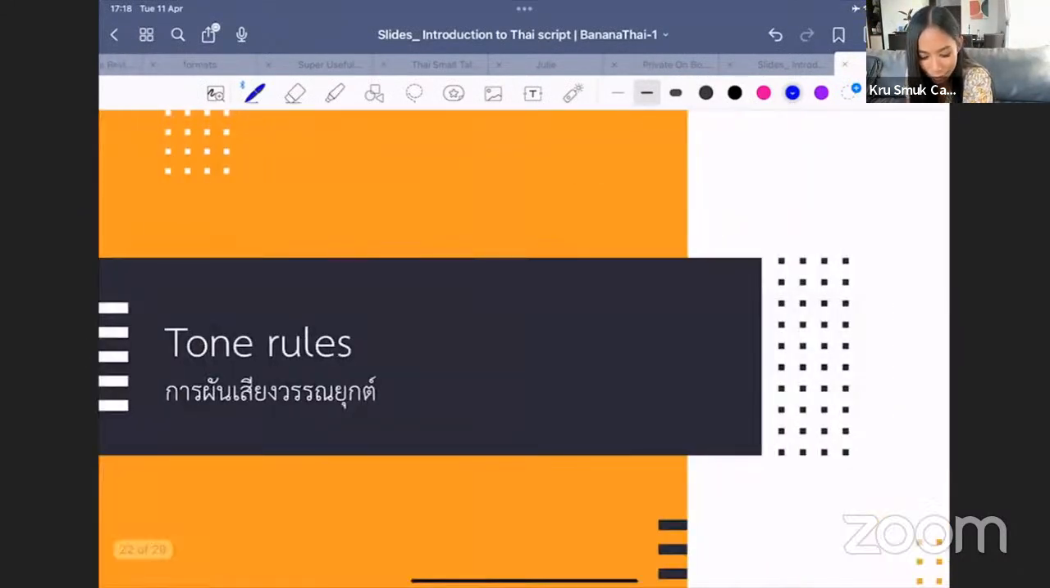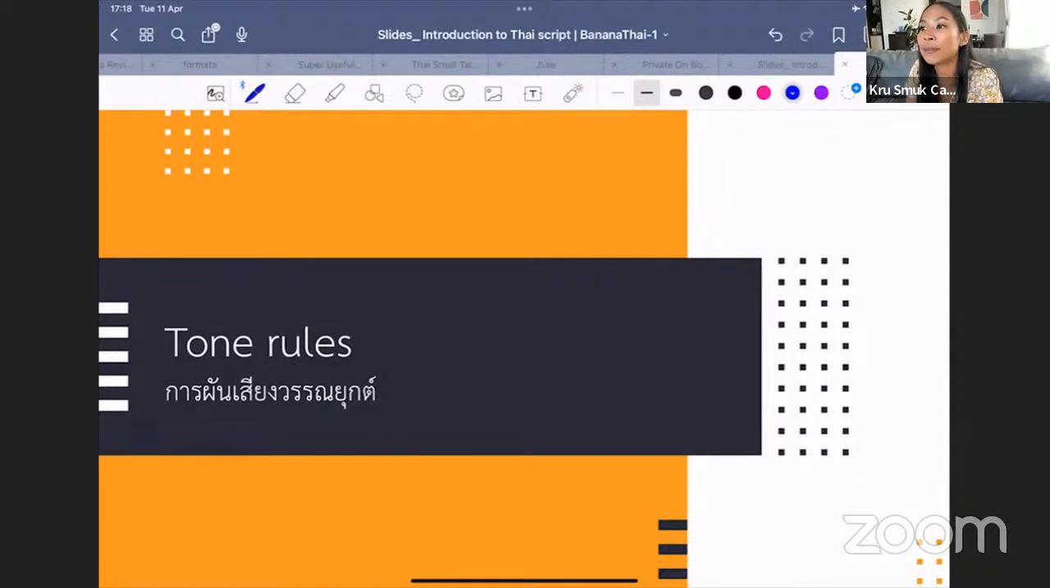Okay. So you already learned about the first topic, consonant, the second topic, vowel, the third topic, live and dead. And now comes the tone rules. Are you scared? Anyone scared about tone rules? ใช่ ใช่นะครับ Yeah, okay.